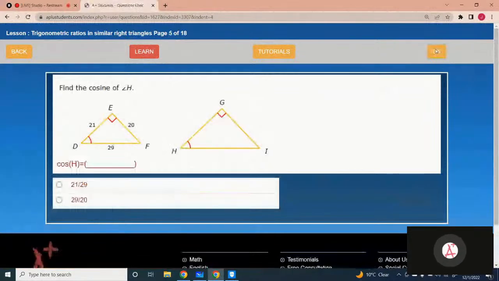Okay, the next one is cos of angle H. So cos is adjacent divided by the hypotenuse. So according to H, adjacent is 21 and hypotenuse is 29. It would be 21 over 29. Got it?